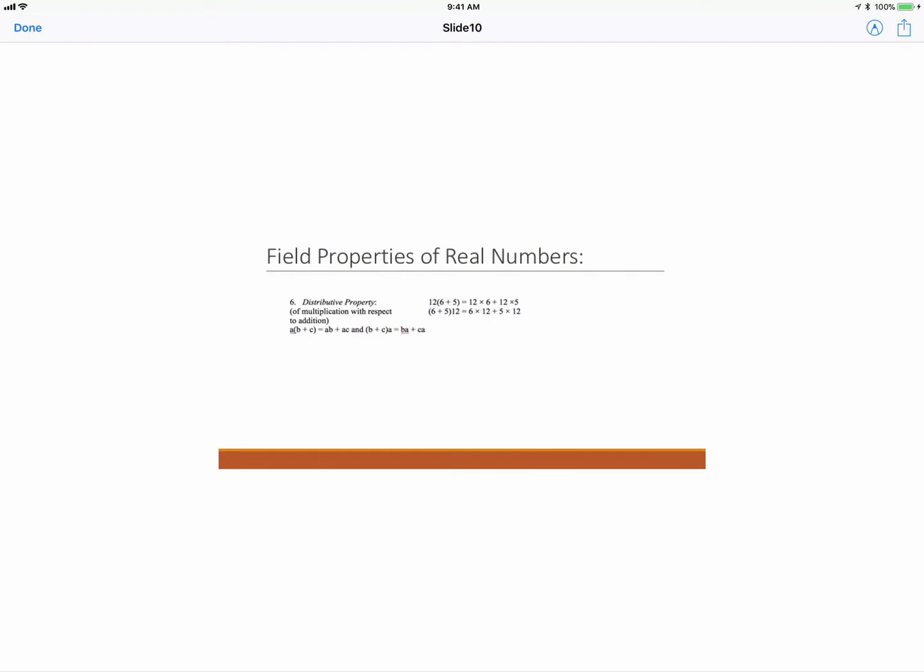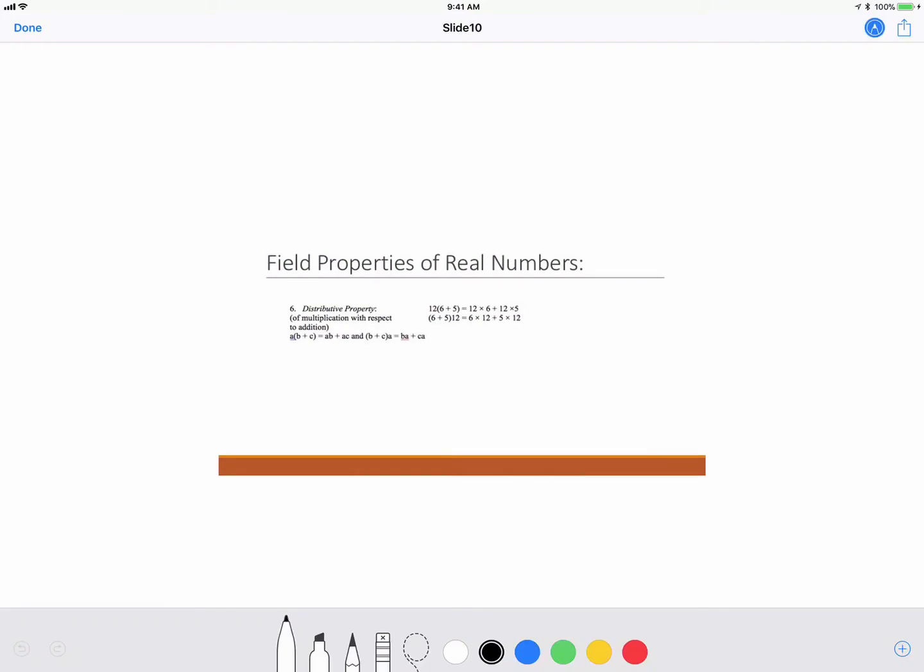The field properties. Talking about the distribution property. This property is the one that most people are comfortable with. Most people know this property right off the bat. Distribution is any time you multiply a number through a parenthesis. Like, for instance, 3(x + 2). When you actually multiply, you have to, what we call, distribute the item through.